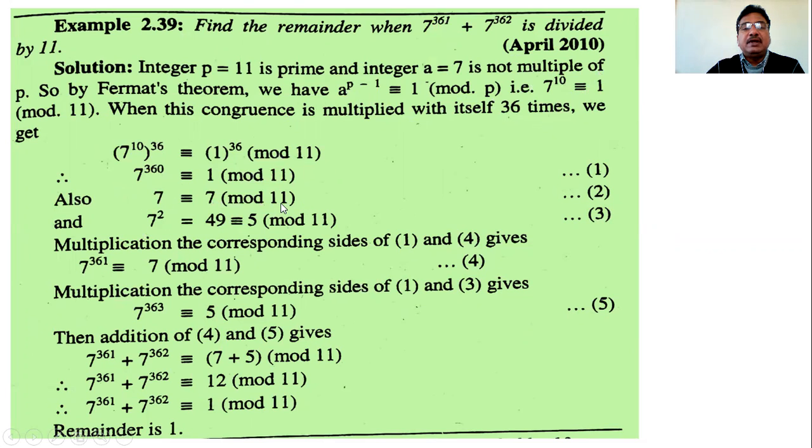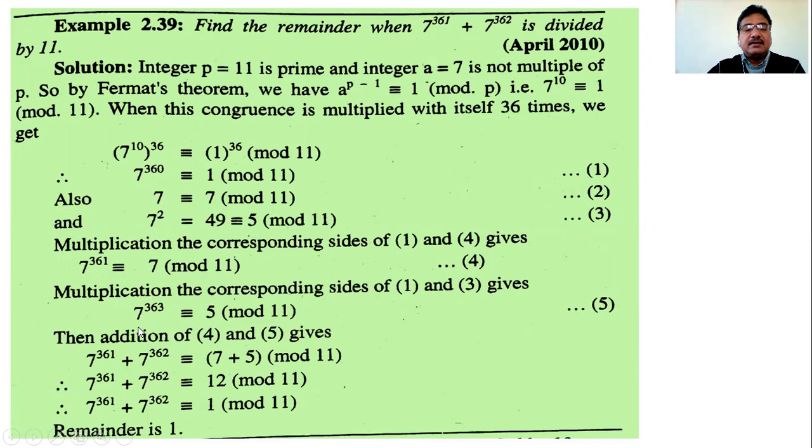And then 7 is congruent to 7 modulo 11, because 11 divides 7 minus 7, that is, 11 divides 0. Then 7 squared is 49, which is congruent to 5 modulo 11, because 11 divides 49 minus 5. And then multiplying corresponding sides of 1 and 2, we get 7 raised to 360 into 7 raised to 1 is 7 raised to 361, congruent to 1 into 7 modulo 11. And multiplying 1 and 3, we have 7 raised to 360 into 7 squared, which is 7 raised to 362, congruent to 1 into 5, that is 5 modulo 11.